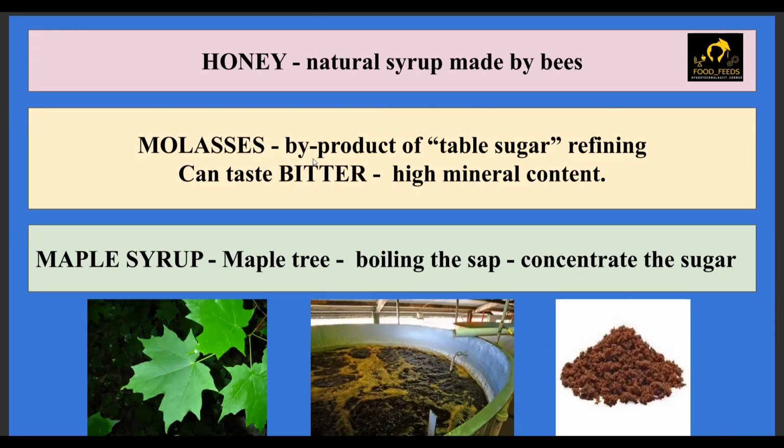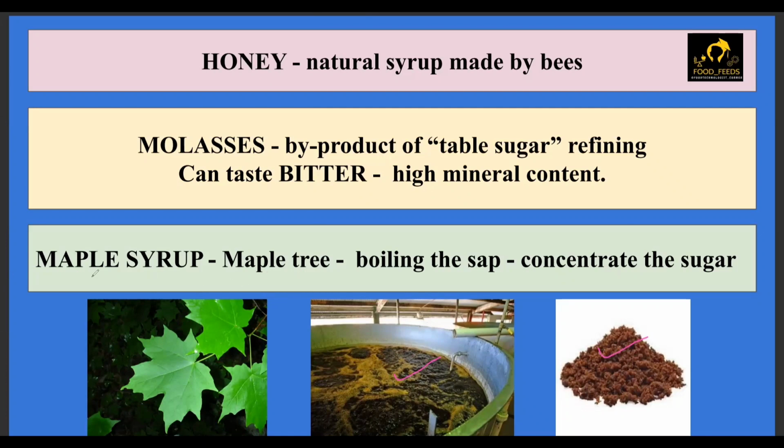And coming to molasses, it's a byproduct of the table sugar, that is sucrose. Whenever there is a refining process of sugar, then the byproduct formed is the molasses. And this is a viscous liquid which remains after the sugar or the sucrose crystals are formed and removed from the sugarcane or sugar beets. Sometimes this molasses can taste bitter because of the high mineral content which is present in that. And here you can see the image. This is the molasses and this is also a molasses.